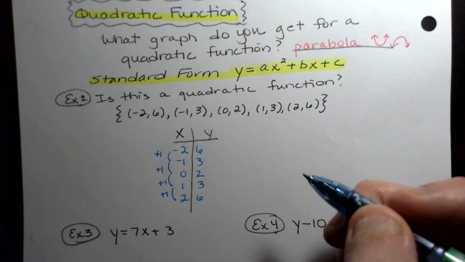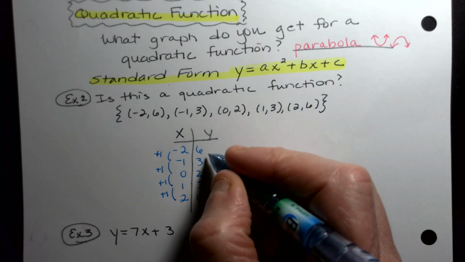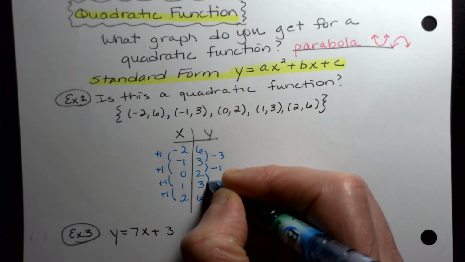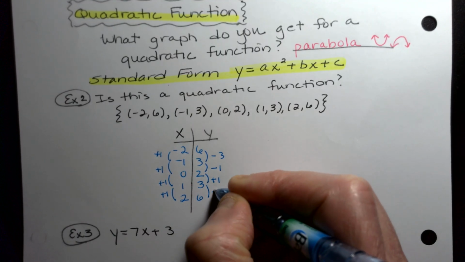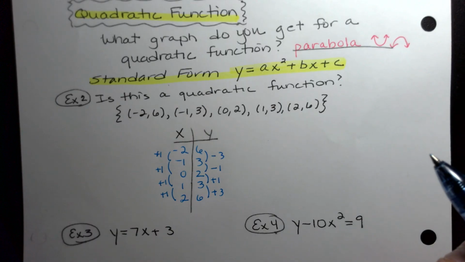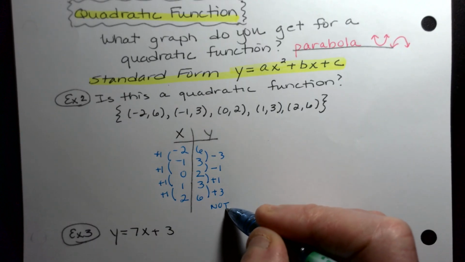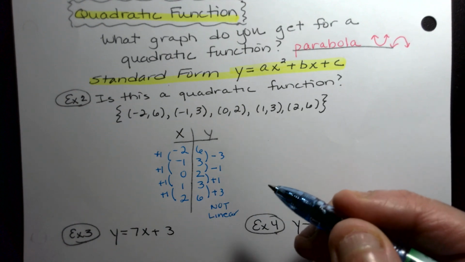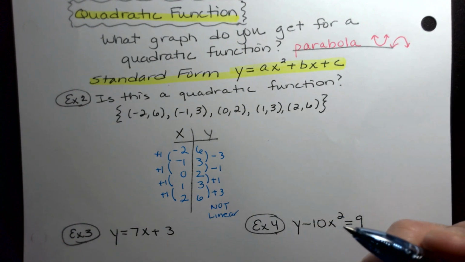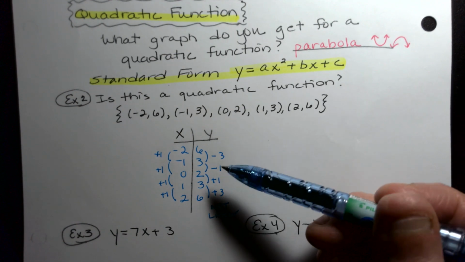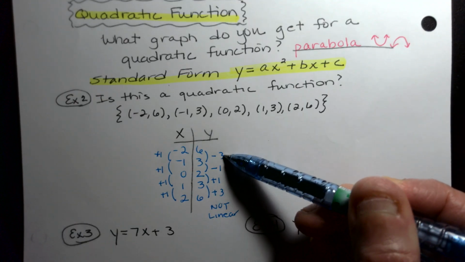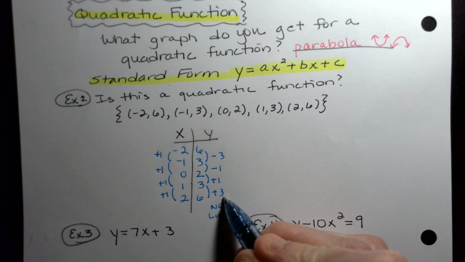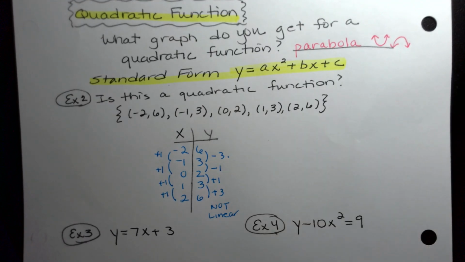And let's check the y and see if maybe it's linear. Let's see. That's down 3, that's down 1, that's up 1, and that's up 3. So it's definitely not linear. If these were the same, we'd have a linear. But now we are going to do that exact same thing again with these numbers. This is called the second difference. This was the first difference.